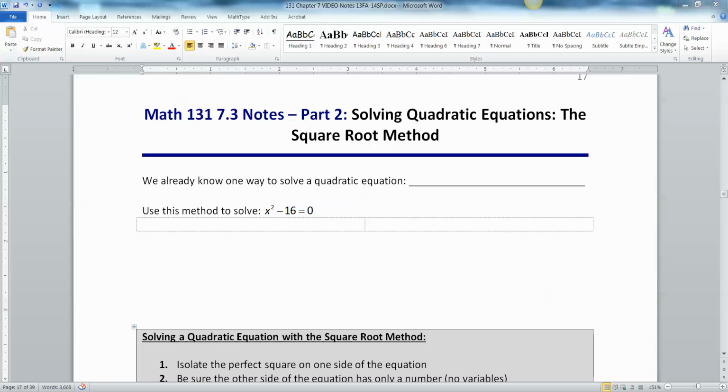Now that we've practiced simplifying square roots with 7.3 part 1, we're going to use square roots to solve quadratic equations in 7.3 part 2. So we already know one way to solve a quadratic equation, which we learned in chapter 6, which is factoring. Okay, so we're going to use that method to solve x squared minus 16 equals 0.